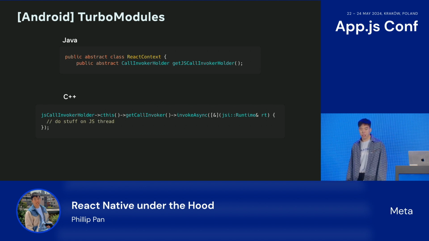We've introduced these call invoker APIs in 0.75. These APIs are actually forward compatible, so if you're already using the call invoker, you don't have to fork your logic when migrating to the new architecture.